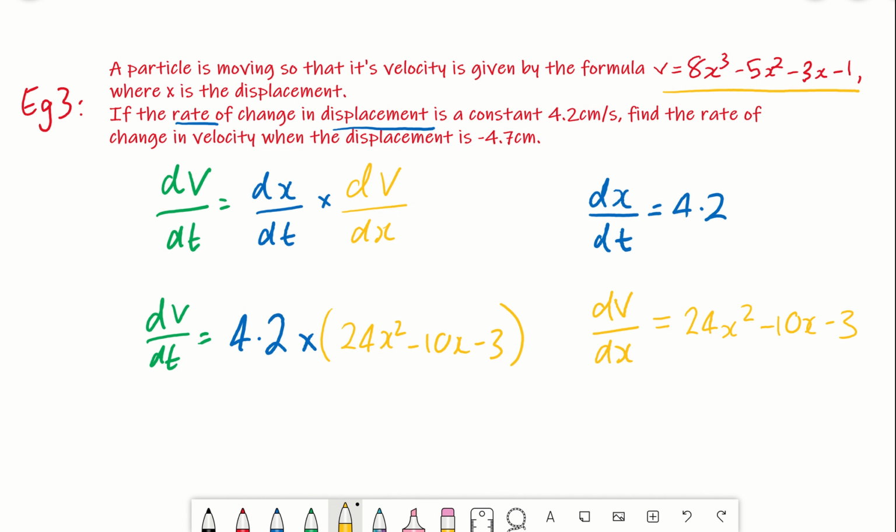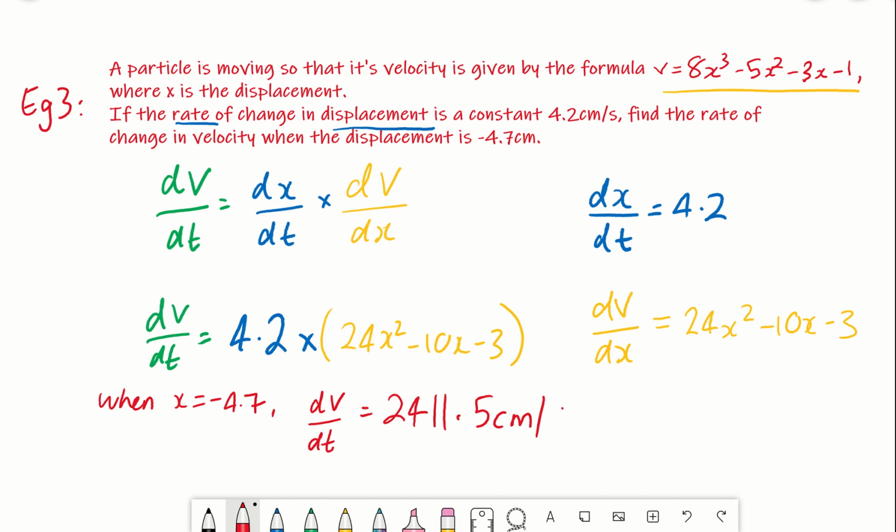but I would just leave it like that and then be very careful in your calculator, because we need to then sub in when x is equal to negative 4.7. Then putting all that in very carefully in your calculator, you should get an answer of dv/dt equals 2411.5 centimeters per second.